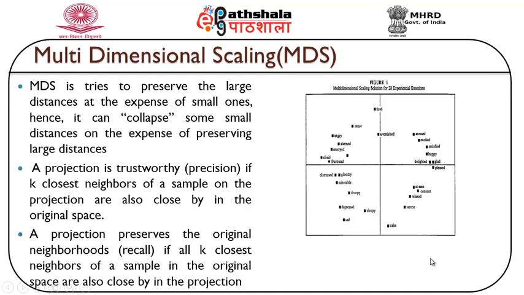So, here is an example of the MDS. MDS tries to preserve the large distances at the expense of smaller ones. Hence, it can collapse some small distances at the expense of preserving the larger distances. A projection is trustworthy or precise if the k closest neighbors of a sample in the projection are also close by in the original space. A projection also preserves the original neighbors, that is, recall, if all k closest neighbors of a sample in the original space are also close by in the projection.